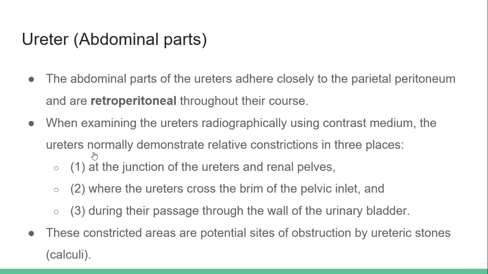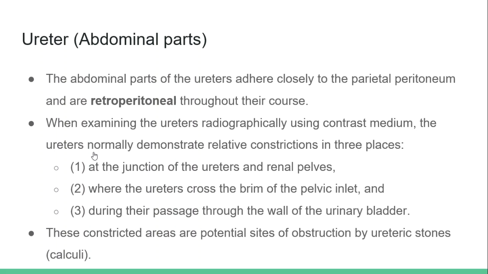So we shall look at the ureter abdominal parts. The abdominal parts of the ureters adhere closely to the parietal peritoneum and the retroperitoneum throughout their course. When examining the ureters radiographically using contrast media, the ureters normally demonstrate relative constriction in 3 places.